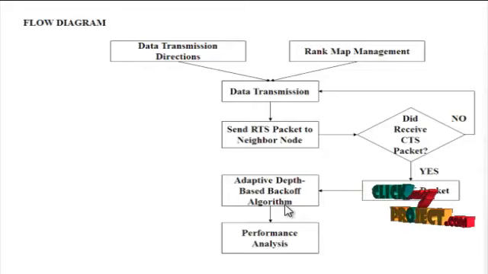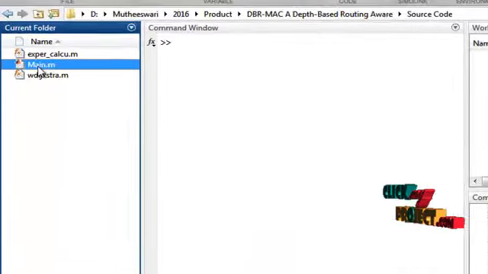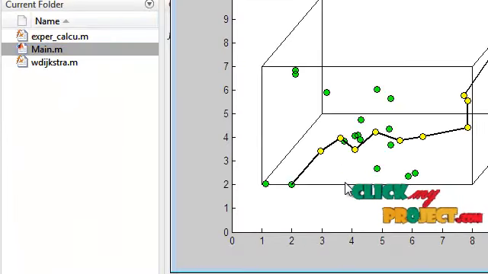And finally, the performance is analyzed. In this performance analysis, we calculated the throughput of the DBR-MAC protocol in the first hop of the data transmission. Let me discuss the running procedure for our process. Select the main.m file in the current folder and run it to execute this process.